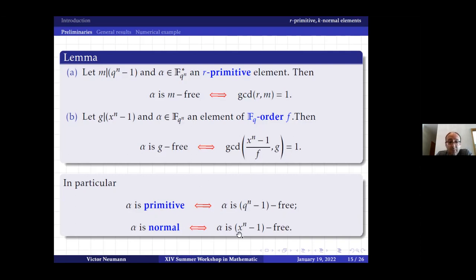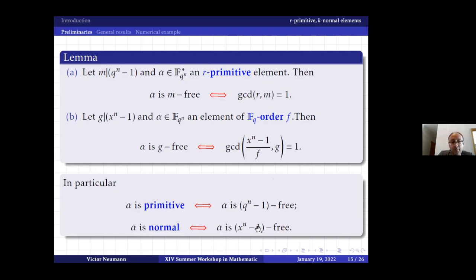In particular, we may state this result, because if alpha is primitive, r is 1. In fact, 1 is coprime to M for every M, in particular for M equal to q^n minus 1. So alpha primitive implies alpha is (q^n minus 1)-free. And in the other sense, if alpha is (q^n minus 1)-free, this gcd must be equal to 1 for M equal to q^n minus 1. But r is a divisor of q^n minus 1, so the greatest common divisor of these two numbers is r. So r is equal to 1, and so alpha is primitive.